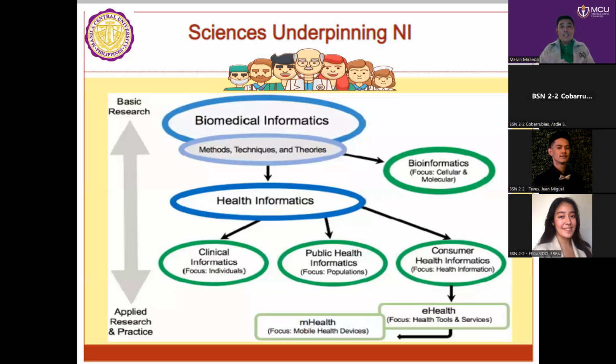Okay, I'll just give you a background of this framework. It starts with biomedical informatics. If we say biomedical informatics, this is on a perspective that we use the methods, the techniques, and the theories that are related to technology and related to the management of life and health conditions. So that's why bio, life, medical, health conditions, informatics, technology. So we have already identified the methods, techniques, and theories.